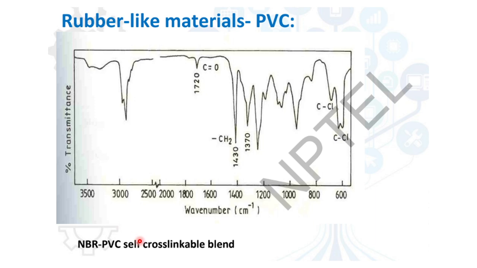So this is an NBR PVC self-crosslinked blend. There is also C-Cl and C≡N, since NBR is a nitrile rubber. So it should come around 2000. Maybe here it should come, a peak because of the nitrile group. C≡N usually comes around 2100 or 2200 centimeter inverse.